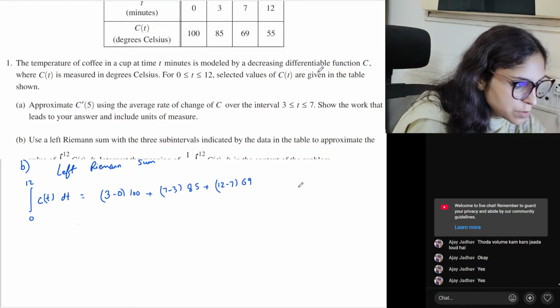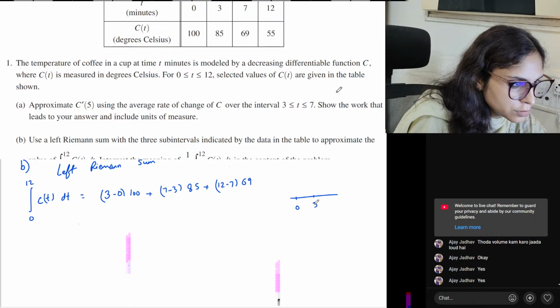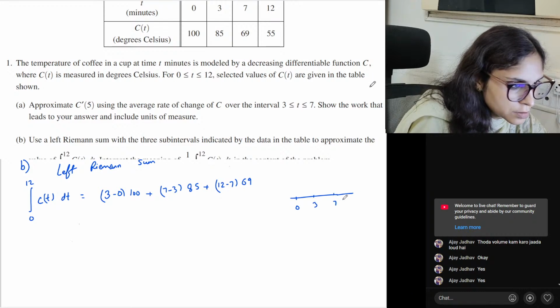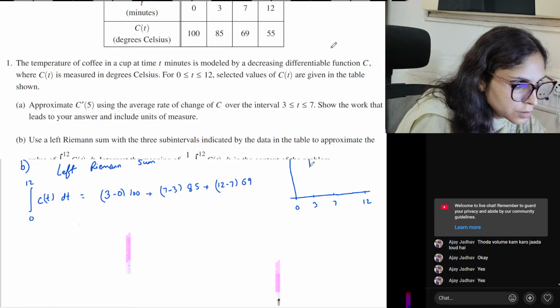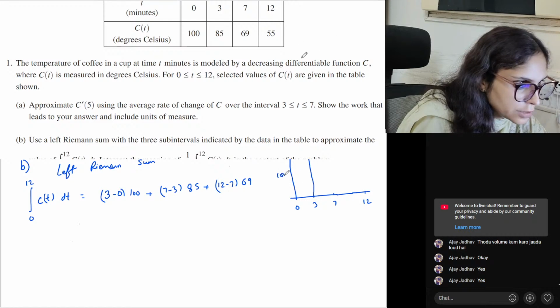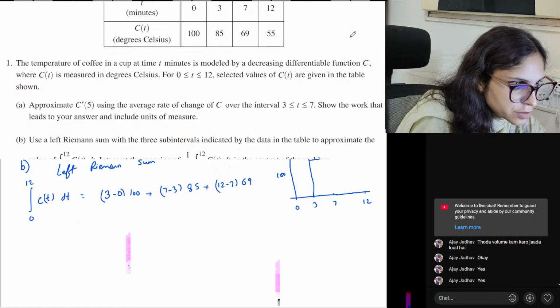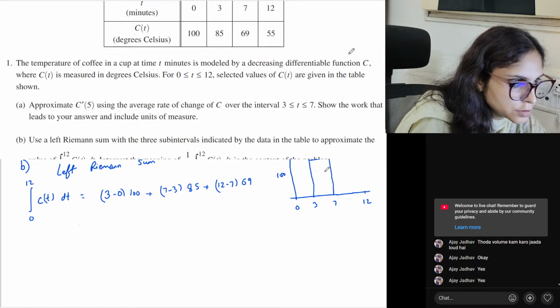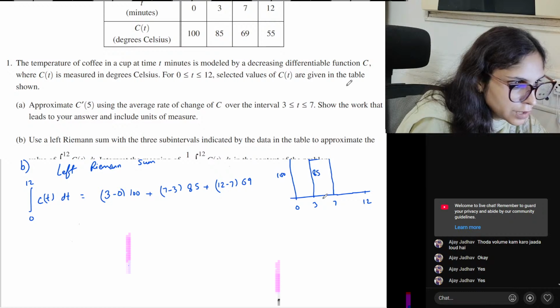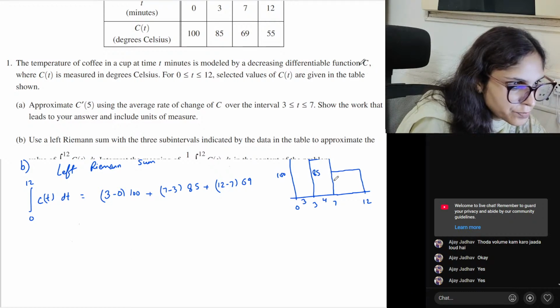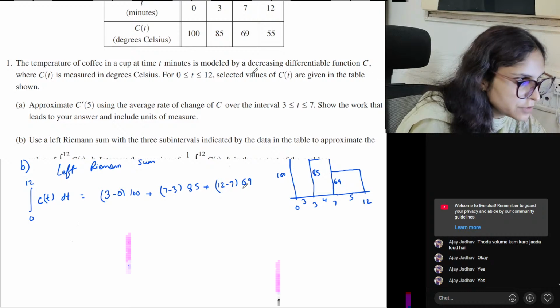And here I will explain to you. So we have 0, 3, 7, and 12. Here we are going to make length of 100. This will be 3. Then it is becoming 85. So this is going to be 85. And this is 4. And then 69. And this is 5.